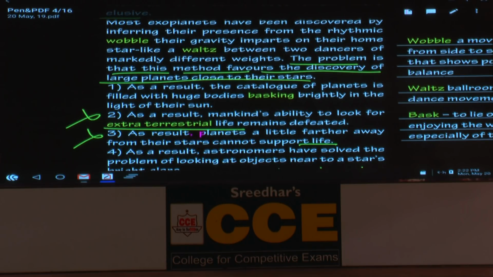As a result, the catalog of planets is filled with huge bodies basking brightly in the light of their sun. So what is the answer? The first option is the answer.